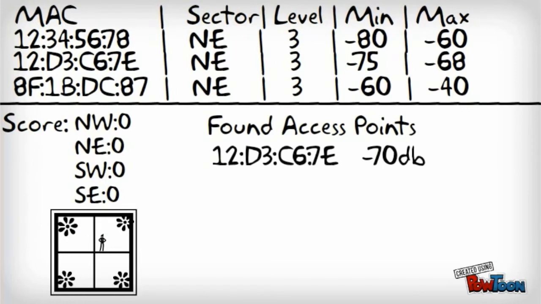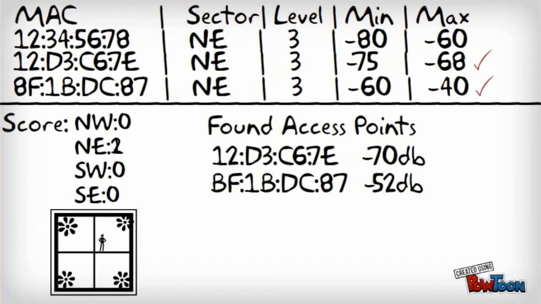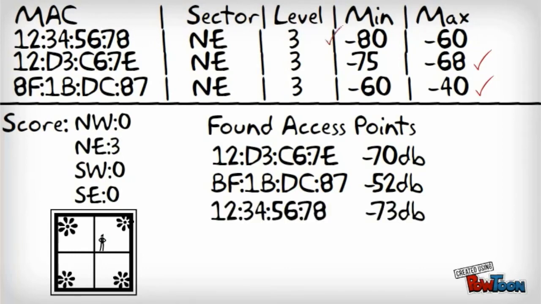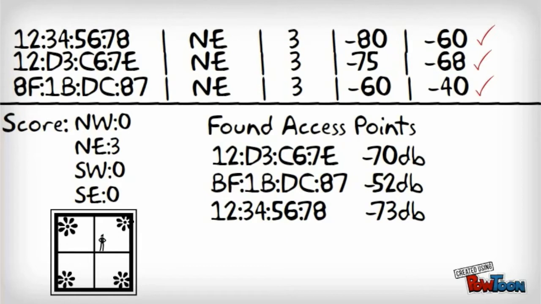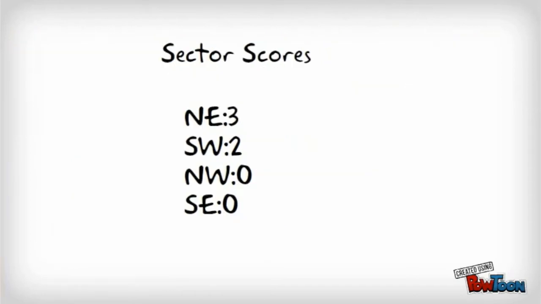Using Locate to determine the user's location, each access point that is currently being picked up by the user's phone is compared against every record downloaded from PASS. If the current MAC address matches an entry from PASS and its signal strength is within the record's max and min values, the record's corresponding building, level and sector score are incremented. These scores are then compared for each sector. The sector with the highest score is the estimated location.